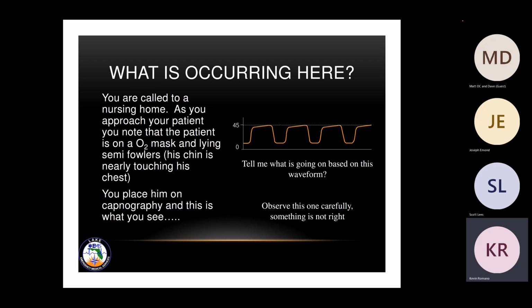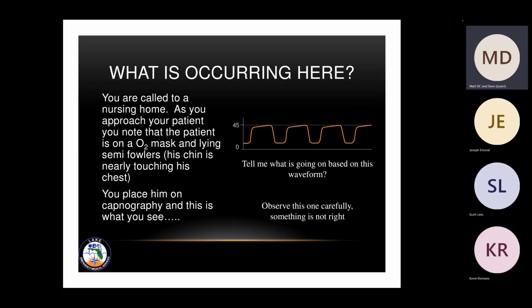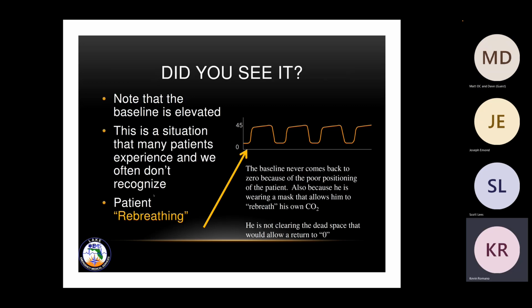So observe this one carefully because something is not right. Right? What is his end tidal on inhalation? He's staying at about 10. Right. Note that the baseline is elevated. This is a situation many patients experience and we don't often recognize. This is called rebreathing. Okay? He is not clearing the dead space that you would allow to return to zero. Right? So the baseline never comes back to zero because of poor positioning of the patient. This also means that he is wearing a mask that allows him to rebreathe his own carbon dioxide. Okay? So you've got to look for that rebreathing.